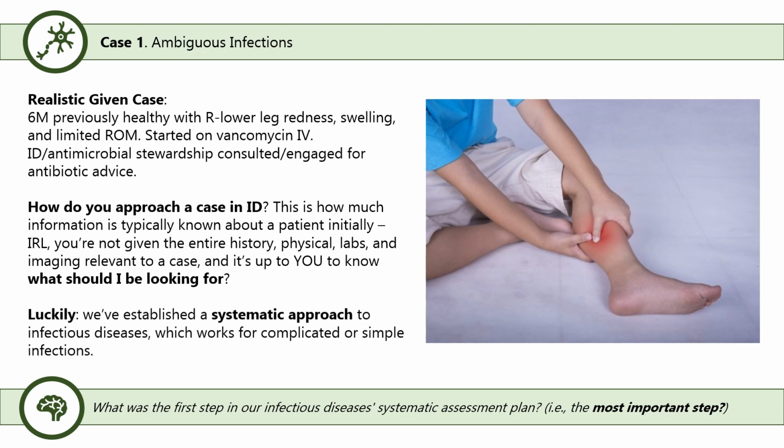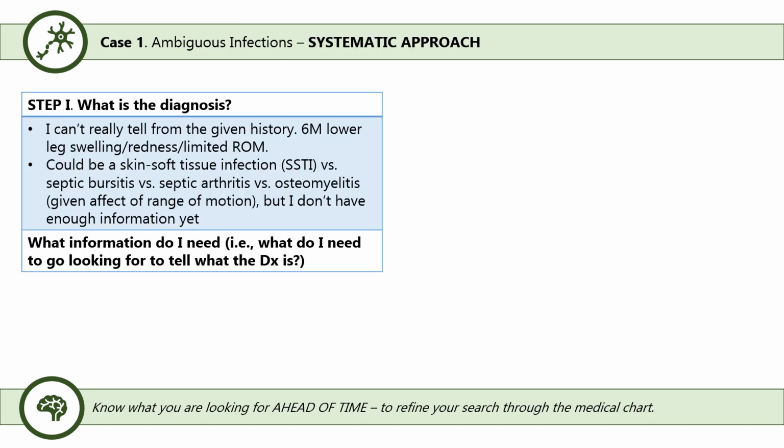Remember, what was the first and most important step of our assessment process? The most important question is, what is the diagnosis, and is the diagnosis even infectious? Based on the limited history we've been given, I can't really tell what the diagnosis is clearly, which looks like it has some features of a skin soft tissue infection like redness and swelling, but also maybe some joint involvement with limited range of motion. I simply don't have enough information yet.